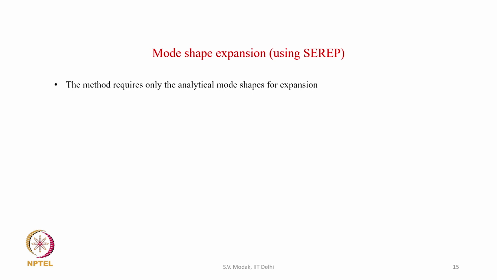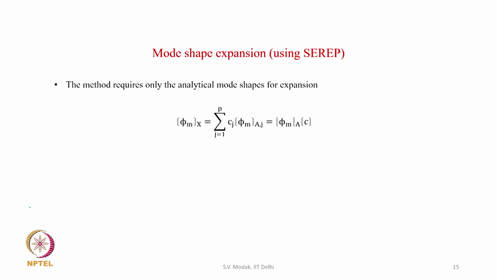This method requires only the FE model mode shapes, or analytical mode shapes, for expansion. The basic principle of this method is to express the measured mode shape as a linear combination of the FE model mode shapes. Here the subscript m is used to represent the measured degrees of freedom in the experimental mode shapes, and subscript u represents those degrees of freedom in the FE model which have not been measured in the experiment.